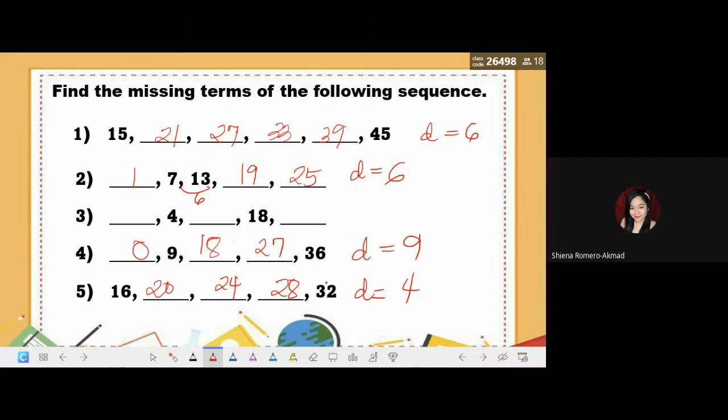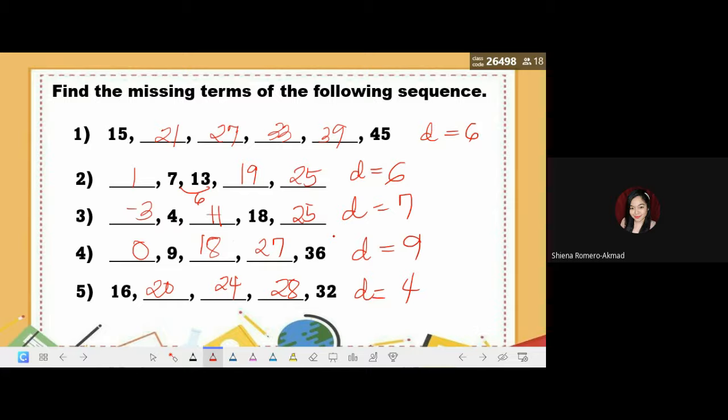Ano yung number 3? Naku, wala nang sumagot sa number 3. Difference daw is 7. So, -3. Tignan natin. -3, 4, 11, 18, 25. So this is 7, 7, 7, 7. Correct.